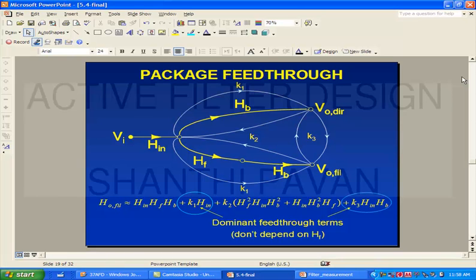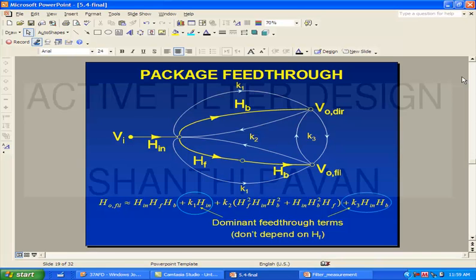So k1, k2, k3 etc. will all be very small, and in the stop band Hf will be also very small, right. So you can do the math and you will find that the dominant components here, at very high frequencies, are basically Hn, Hf, Hb plus k1 times Hn, and Hn, Hb times k3, okay. All the other terms you can convince yourself will be very, very small.